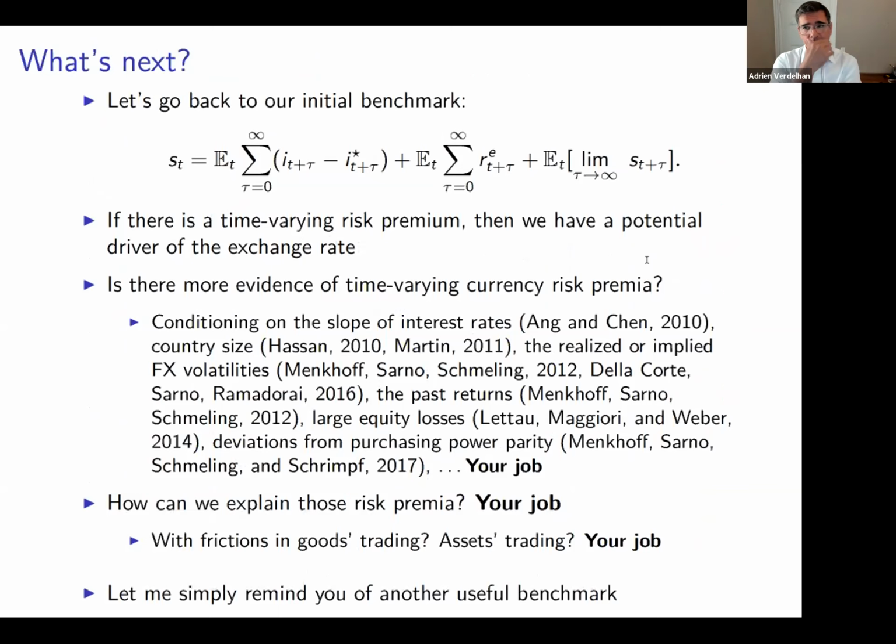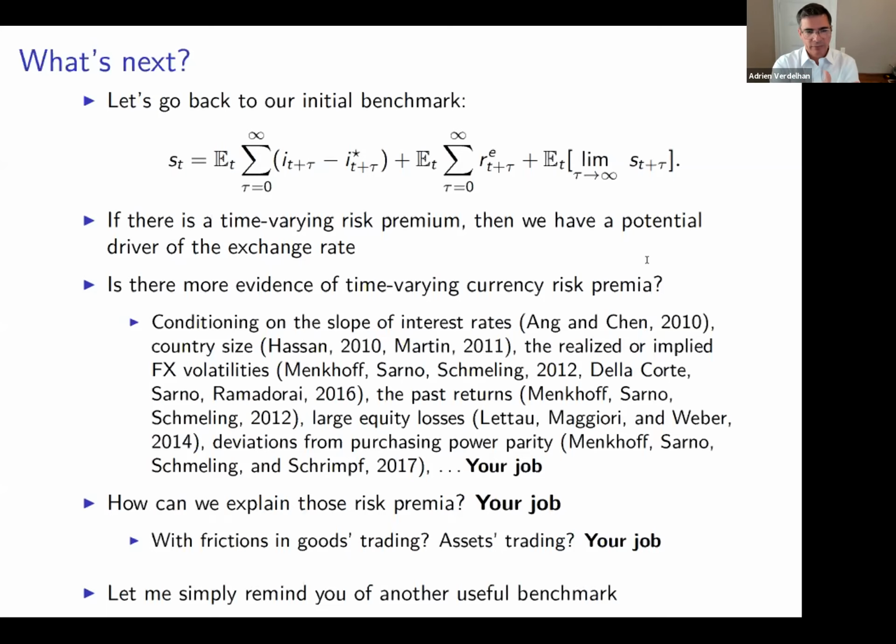So let me just go back a little bit and see where we go next. I started with a simple accounting definition of the exchange rate. So let me bring it back here. The exchange rate today depends on the expected interest rates and the expected currency excess return. At first, we didn't have any evidence that there was any time varying risk premium. I think now we do. And it's actually even better than what I showed you, because I just showed you one. But there is much more evidence of time varying risk premium in currency markets.